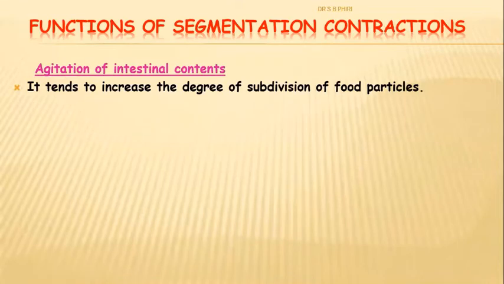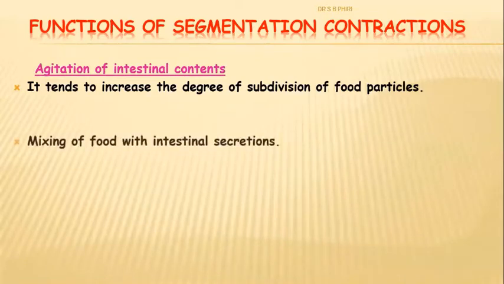So it tends to increase the degree of subdivision of food particles. You are chopping the food particles, which is called chyme. At this point in time, it's not very good to refer to it as food because now it has been converted into chyme. It's no longer food. So you can call it chyme or the ingesta. That's much better rather than calling it food, because even if we remove it here and give it to a person, they're not going to eat it. So it's no longer food at this point. It's called chyme.